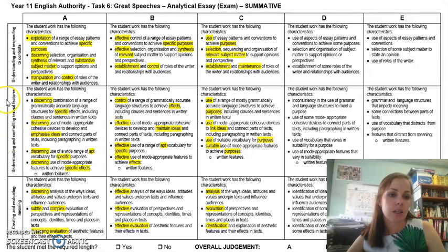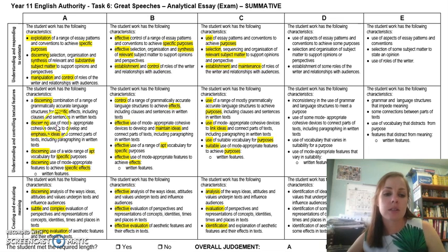In our understanding and controlling textual features section, that's really the mechanics of your writing. So our first dot point looks at a discerning combination of a range of grammatically accurate language structures for specific effects, including clauses and sentences in written text. So this looks at your paragraphs, your sentence structure, making sure that you're using a variety of different sentence structures and a variety of different ways to contextualize your quotes. So the difference between an A, B and a C is a discerning combination for specific effects, a B is a control of them for effects, and a C is a use of them for some purposes.